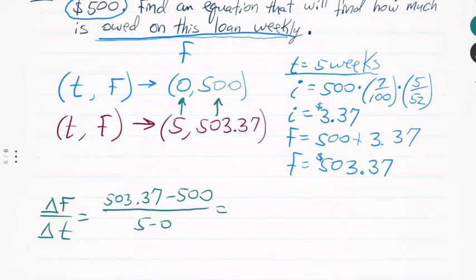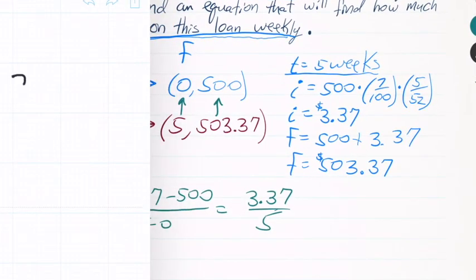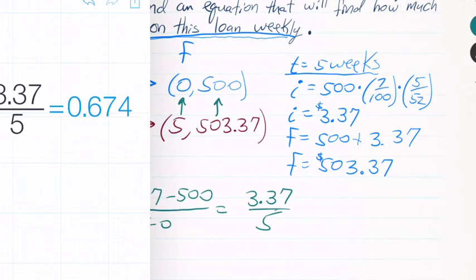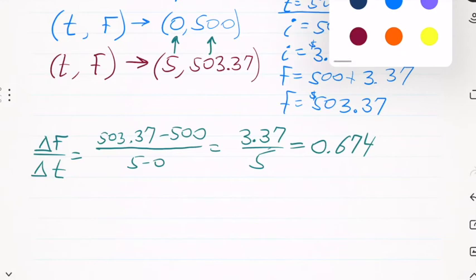So we're going to end up with the interest divided by the number of weeks. So the slope is the amount of interest earned every 5 weeks. Kind of cool. Okay, so if we change that to a decimal, 337 divided by 5. So about, I'm going to do the whole thing, 0.674. So this is 0.674.